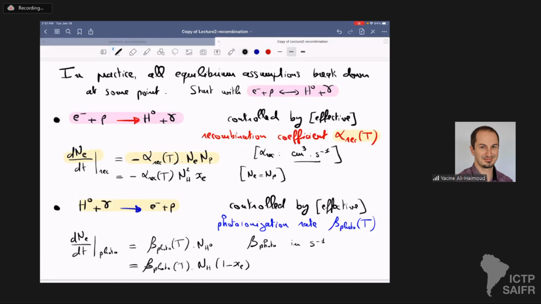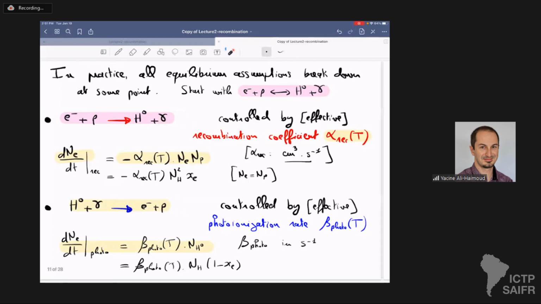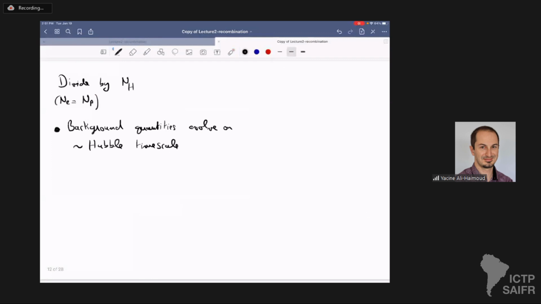All right, so if we now put everything together, the recombination equation here, and then the photoionization equation here. We divide these two equations by NH, so I can get a rate of change of the free electron fraction. What you get is an equation that governs the evolution of the free electron fraction, which is what we were looking for. And it looks like this.